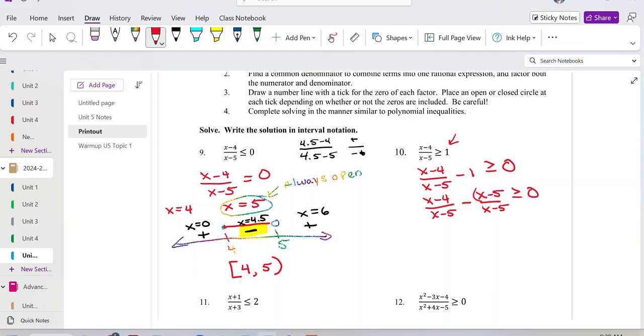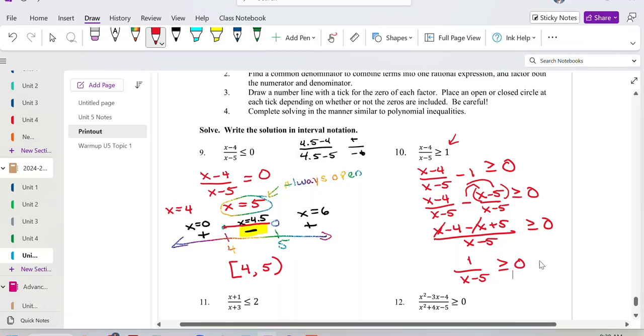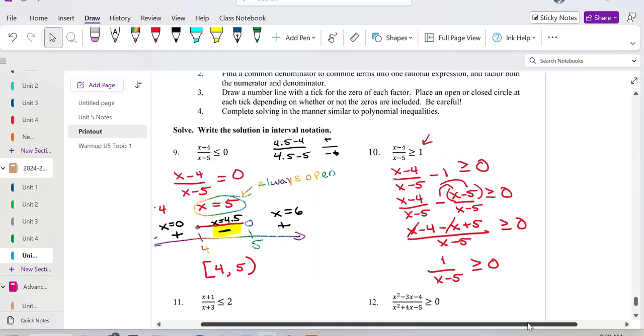So then when you combine these, you have to distribute the negative here. So it's going to be x minus 4 minus x plus 5. So notice the x's cancel out, and you get 1 over x minus 5 is greater than or equal to 0. So now that you have it greater than or equal to 0, you can proceed with the process.